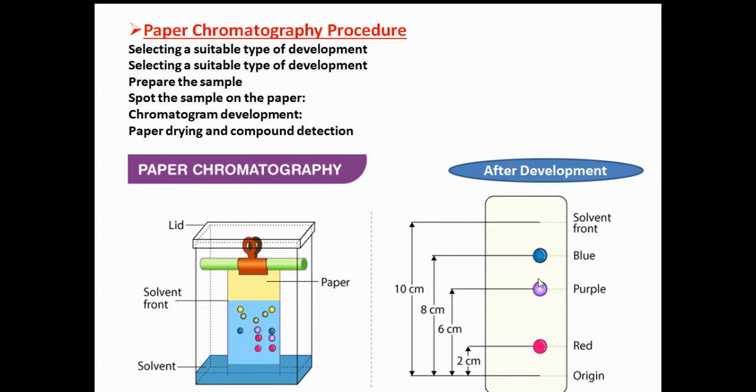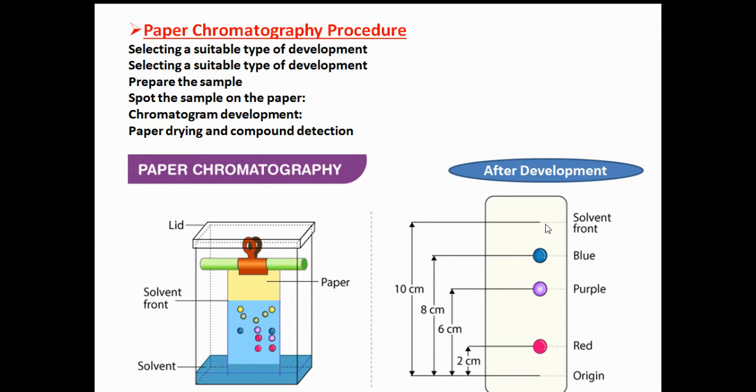Then we have to detect the spots or the number of components which are present in the sample. Suppose it is colored components which are present, these three colored components we can see by our naked eye. But in some cases, the spots or the components may be colorless. So in that case, you have to detect the spots using UV light or the iodine chamber. Now this is the solvent front.